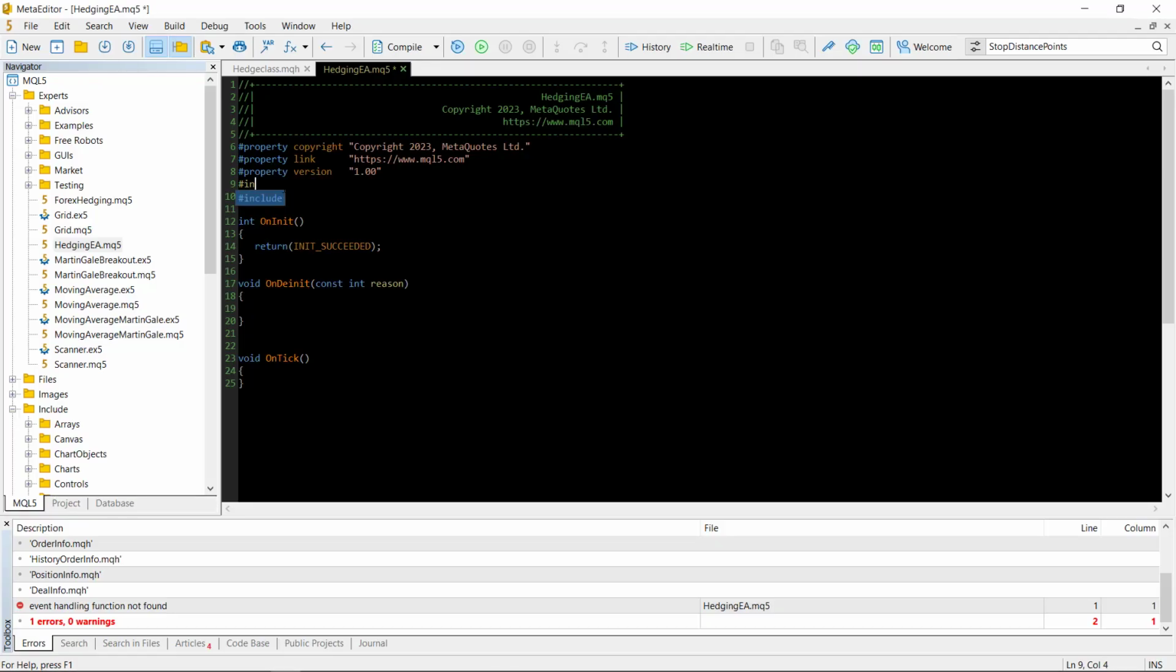Now that we have discussed the include file, let's build an EA based on it. First, we need to include the hedge class include file. Then we have to add the input parameters. The order distance points will determine the distance used for the stop orders.